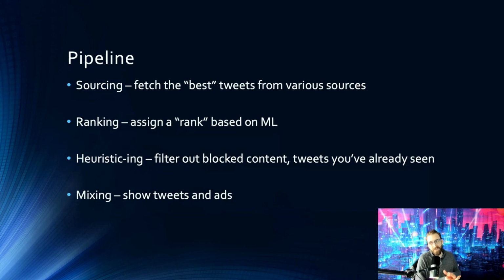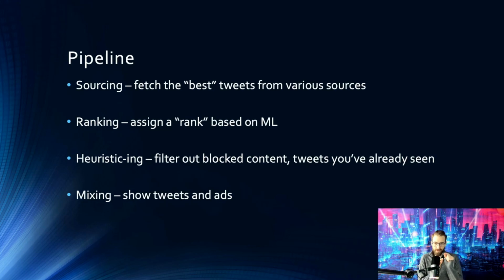The first is what they call sourcing, and they try to figure out what are the best tweets that you might find interesting. Next, they go through and they take those tweets and then they rank them. And then they run heuristics on that, which I said heuristicing because everything else is a gerund. That's what -ing is, by the way. It's called a gerund. One of the interesting pieces of useless information that I know.